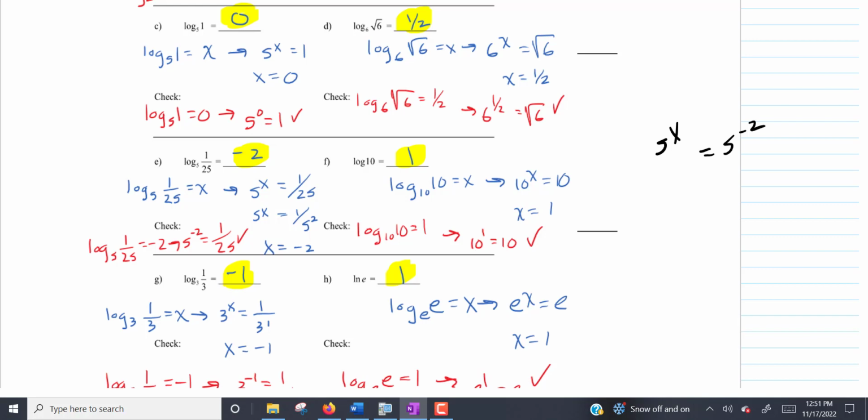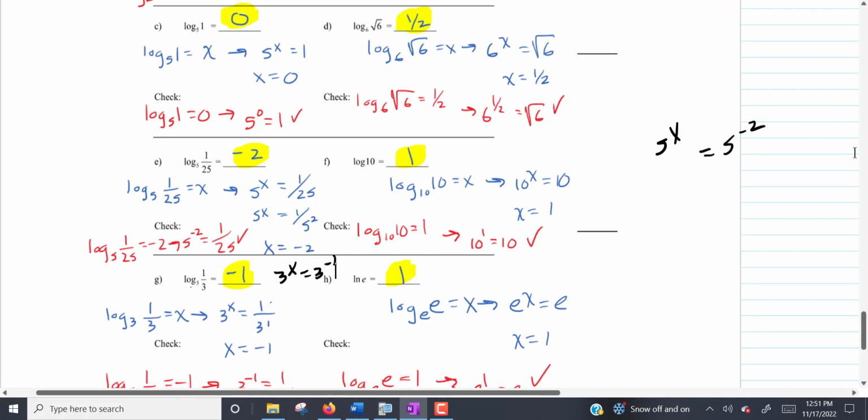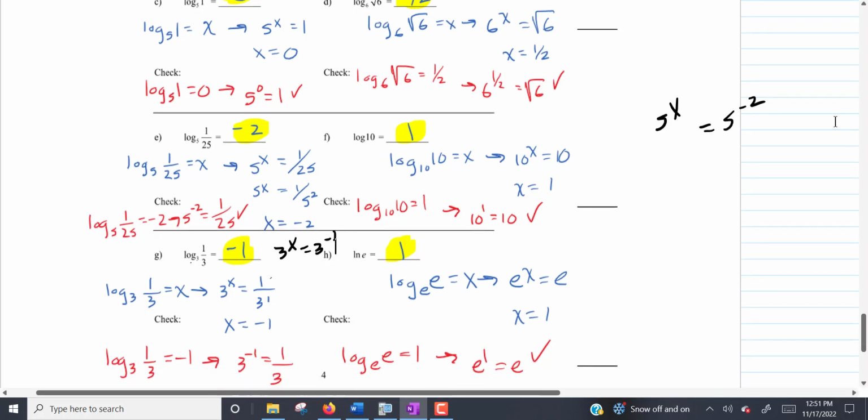You could write that in exponential form like this. 3 to the x equals 1 over 3 to the first. You could write it as 3 to the x equals 3 to the negative 1. And if the bases are the same, then the exponents have to be the same. Okay, so that's how that would work out. Okay, did everybody get those okay? Okay, all right, very good.